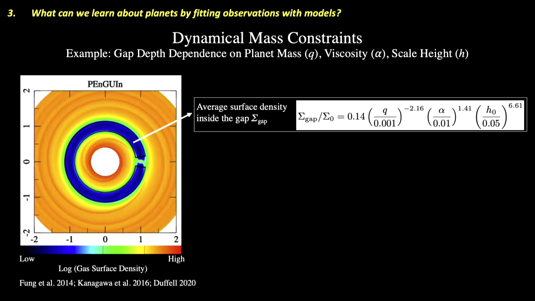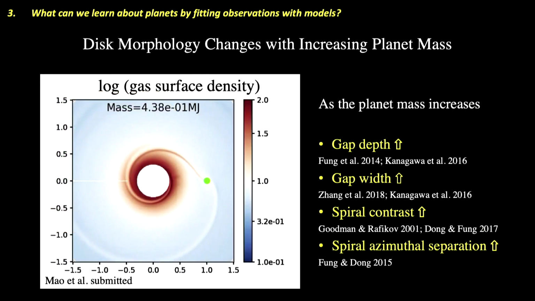So in terms of the gaps opened by the planet, it turns out the gap depth in the gas depends on 3 parameters: planet mass, viscosity alpha, and scale height h. So such a semi-analytical fitting function provides a way to infer planet mass if we can measure the depth in the gas gap and if we know the viscosity and scale height in the disk. Similar techniques have been developed for other types of disk features.